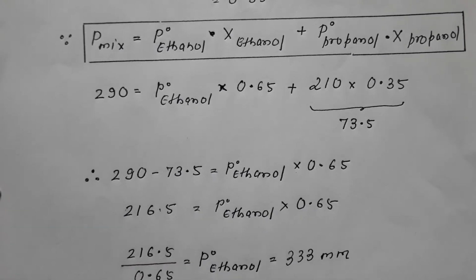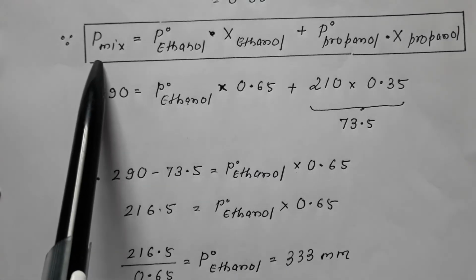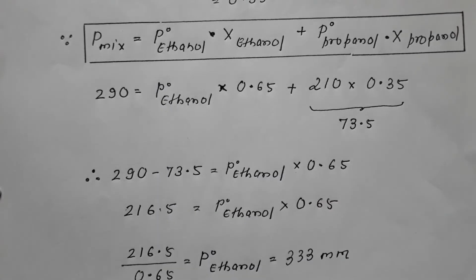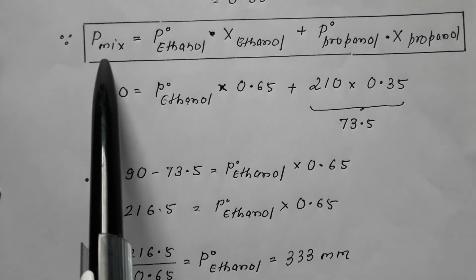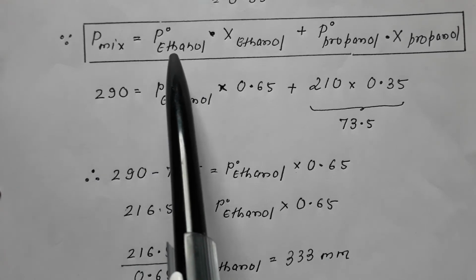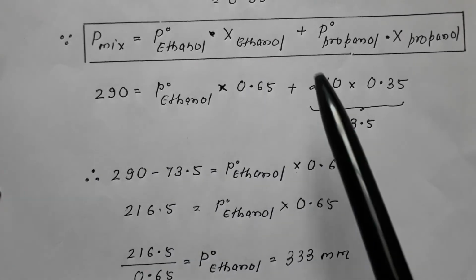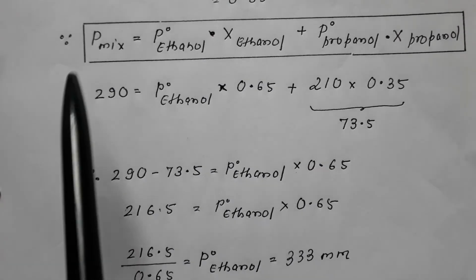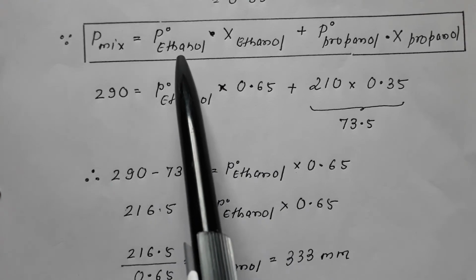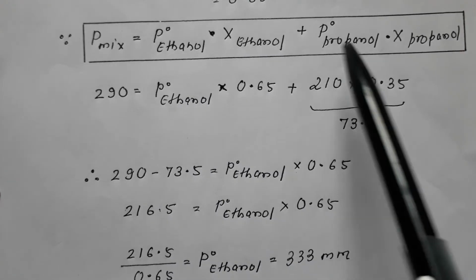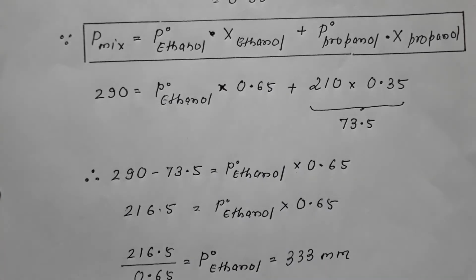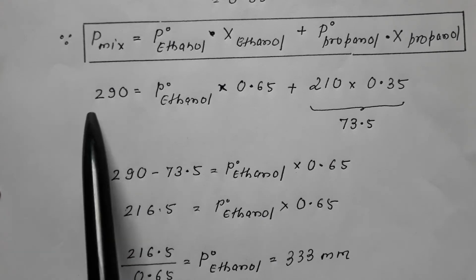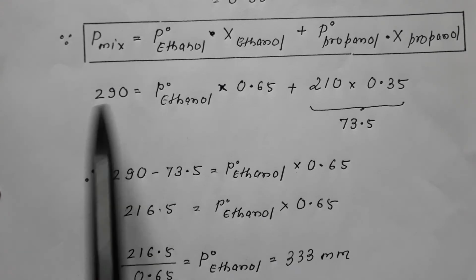Now we know that the vapor pressure of the mixture is equal to the vapor pressure of pure ethanol into its mole fraction plus the vapor pressure of pure propanol into its mole fraction. The vapor pressure of the mixture is given in the question, it is 290.